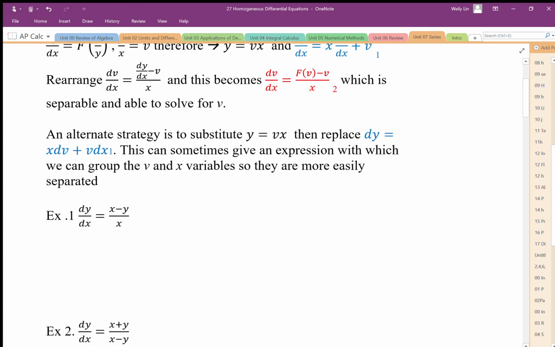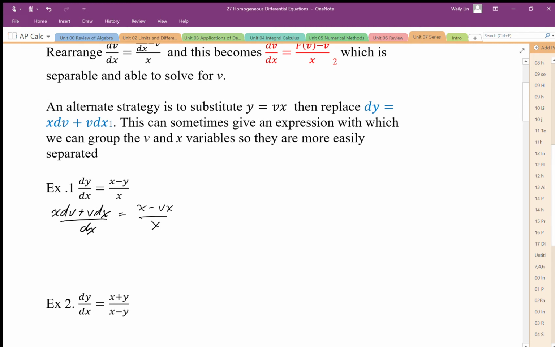Okay, so we're going to use that second strategy here, and we're going to just substitute. We're going to replace the y here. So we're going to end up with x minus, and y is going to be replaced by vx. And the dy is going to be replaced by x dv plus v dx, all over dx. Okay, and then we're going to try to rearrange this so that the parts can be separated out, the x parts from the v parts.